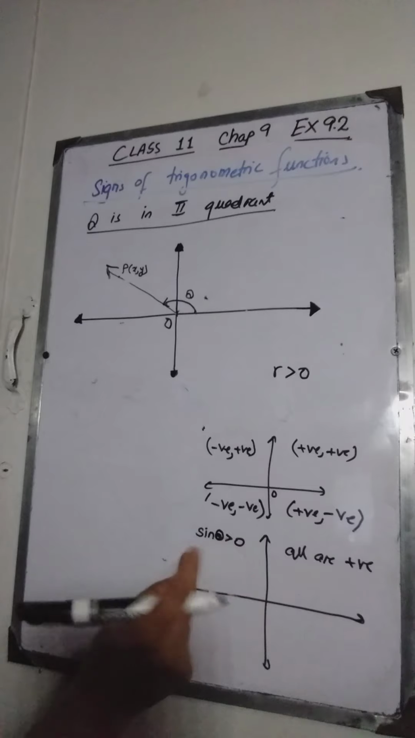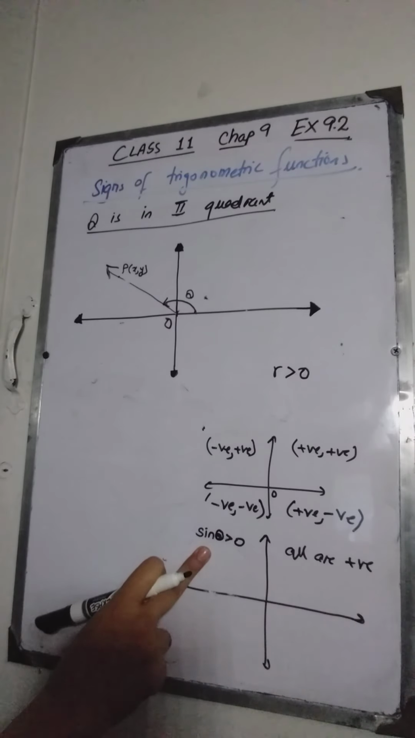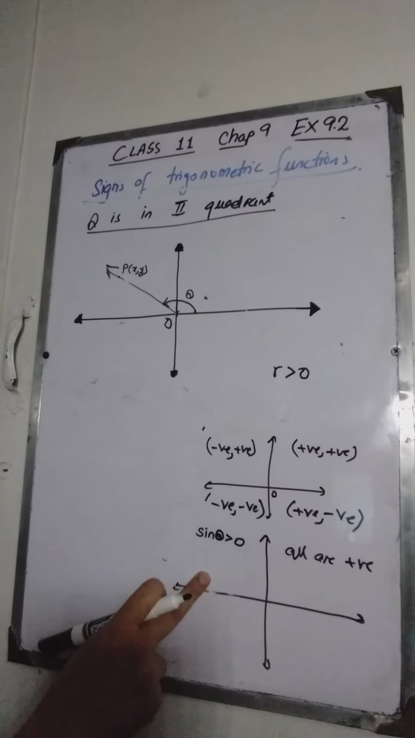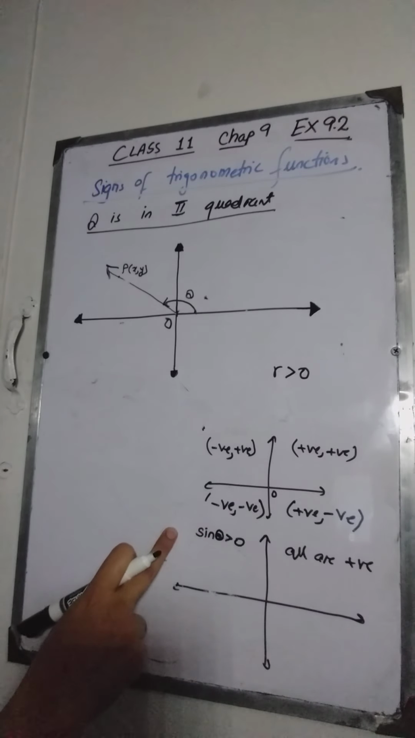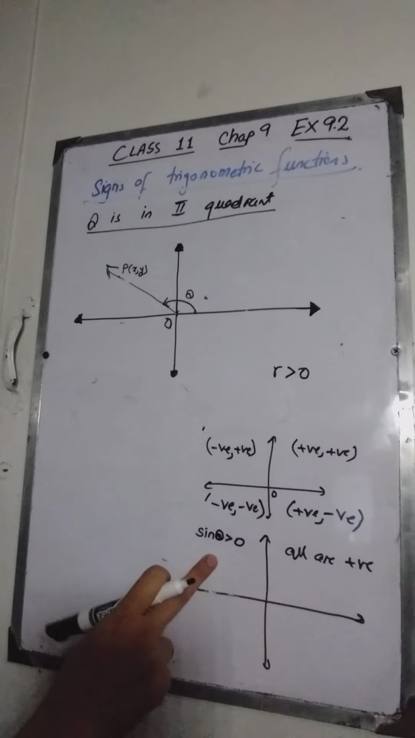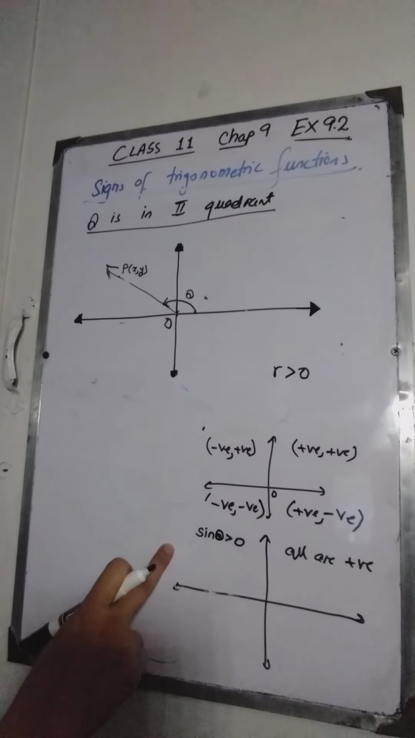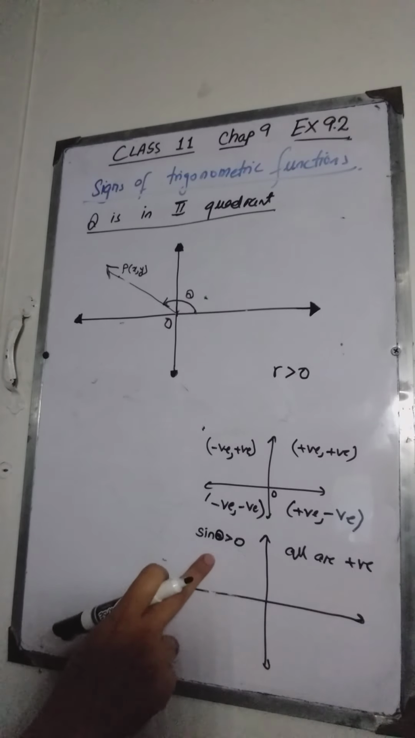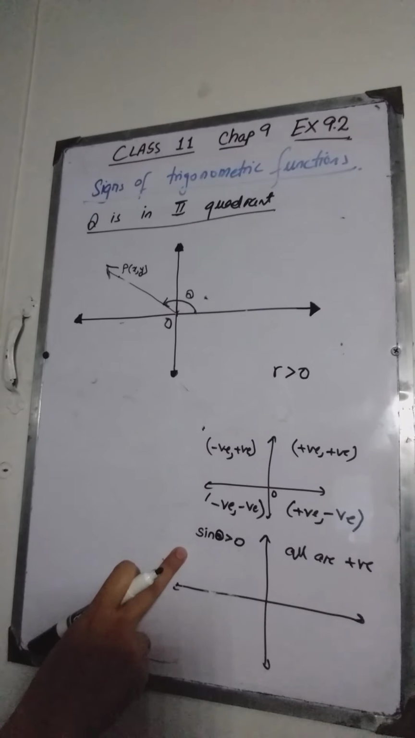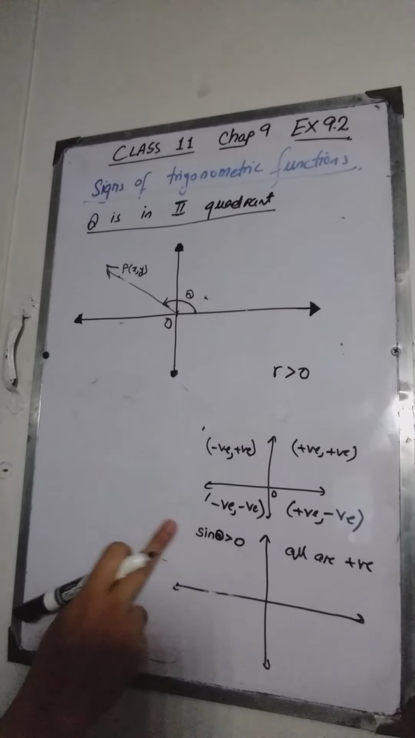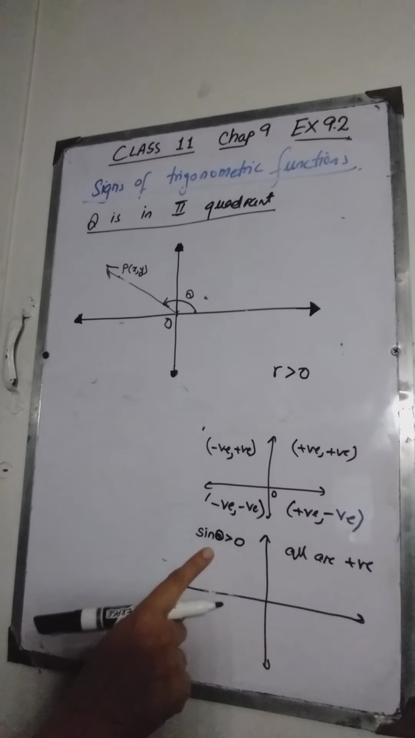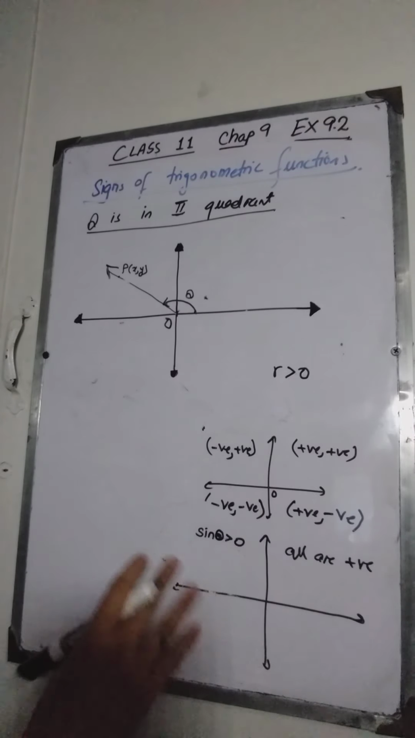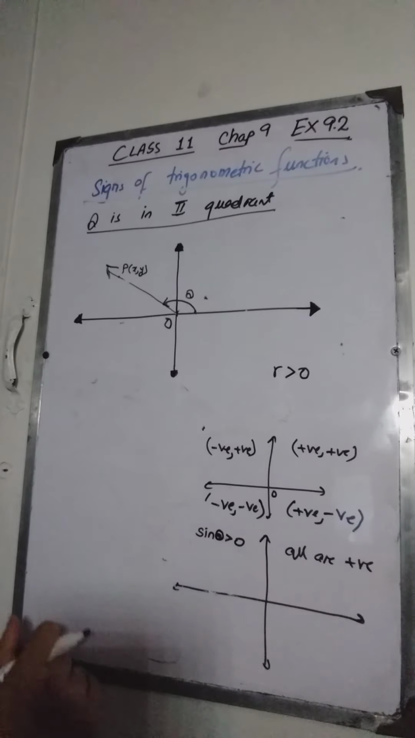So in this quadrant only sine will be positive, and cos theta will be negative, tangent theta will also be negative. As sine theta is greater than 0, cosecant will be greater than 0, and cos theta will be less than 0, therefore secant is also less than 0. Tangent, cotangent, cos, secant, they are all negative, and only sine theta and cosecant theta are positive. This can tell you the signs of all others are negative except sine theta.